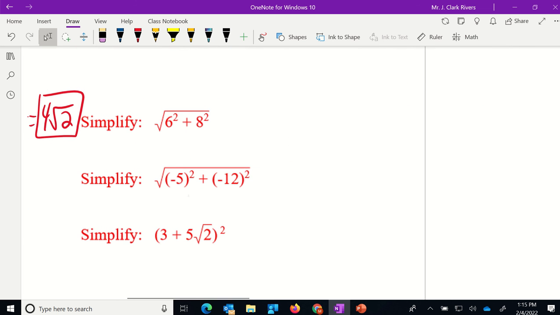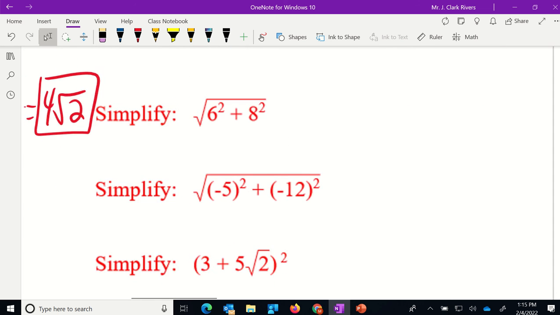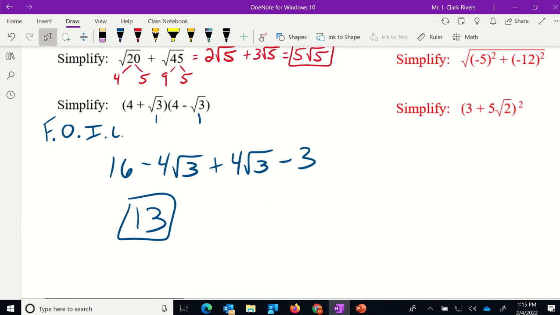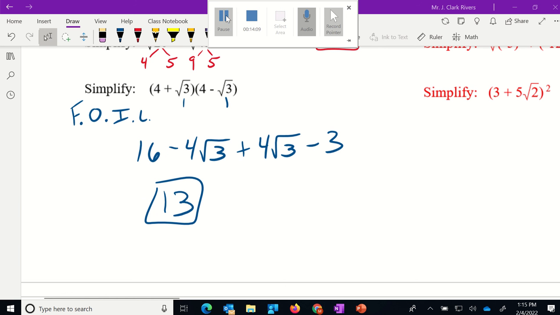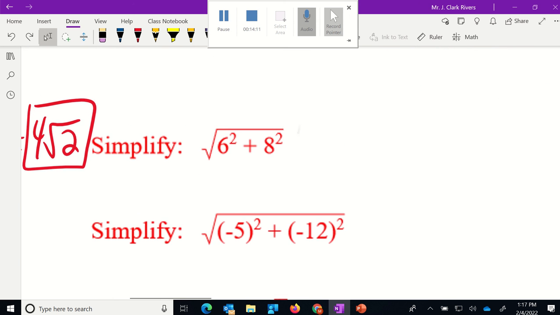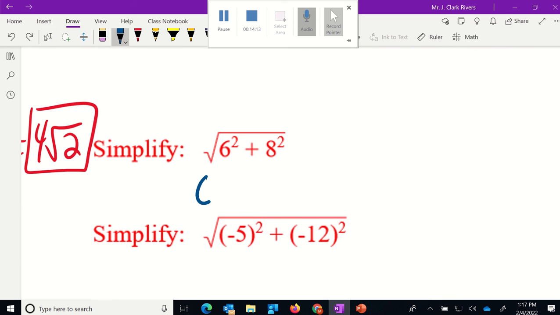All right, let's go over to the red on the right. Be careful on this one. You're going to want to say that this is 6 plus 8, which is 14. That's not what it is.